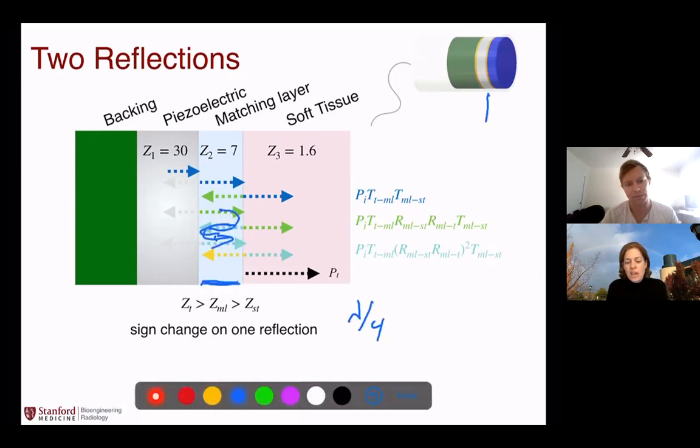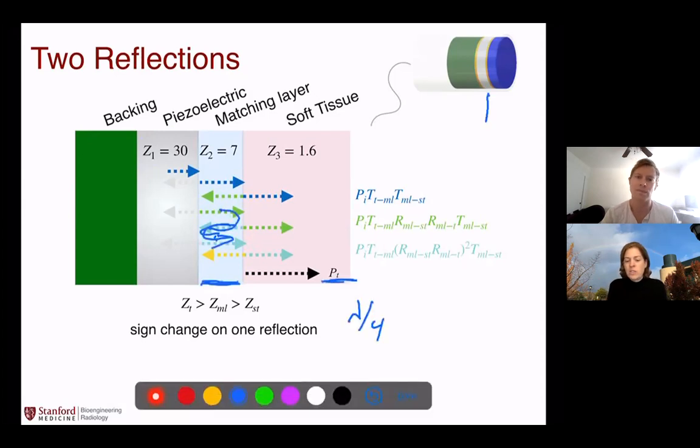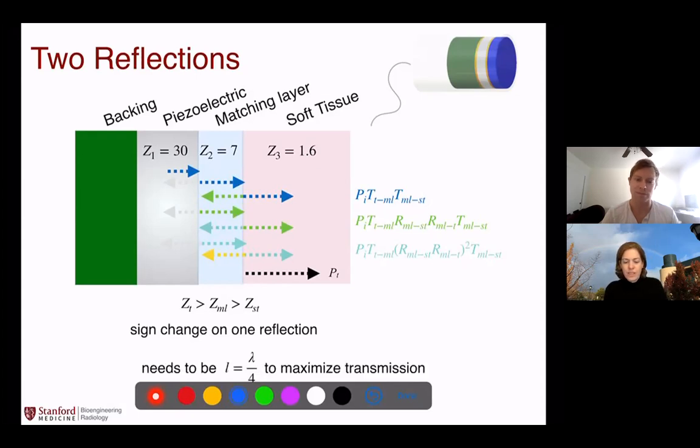But if we do that, then what we're going to expect is we're going to get complete transmission, just like we saw before in the other situation. It's just that our requirement now is that we're going to have lambda over 4 be our thickness in order to maximize that transmission. So it's pretty much what we saw before. It's just now the only difference is the thickness has to be lambda over 4 so that we can have a sign change when it comes out the other side, because there was a sign change on one of those reflections.